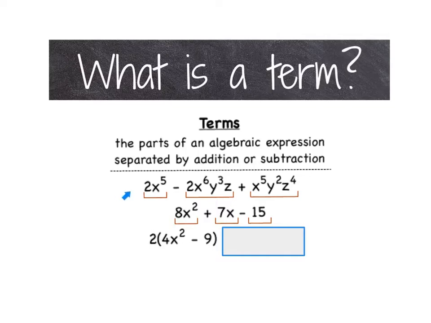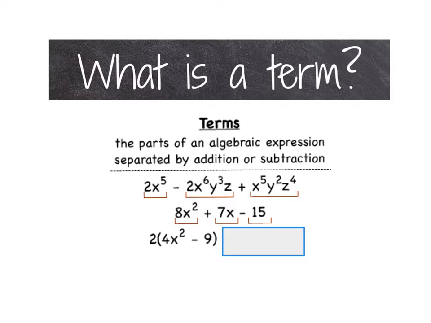So if you look at this first expression right here, you'll see that this is one term. Here's a second term, and actually that negative goes with that term, so that term would be a negative 2x to the 6, y to the third z. And this last one is a positive, and there would be a 1 right here if you wanted to, positive 1x to the fifth, y squared z to the fourth.